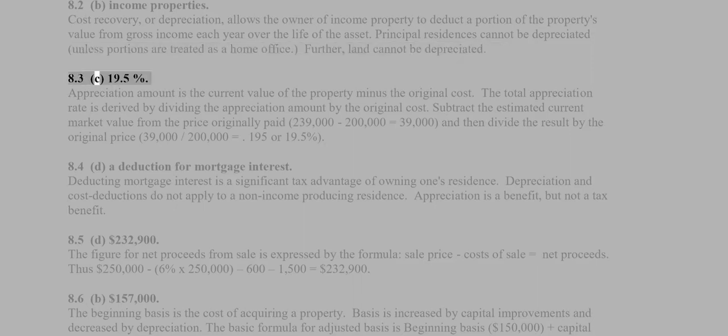8.3, C. 19.5%. Appreciation amount is the current value of the property minus the original cost. The total appreciation rate is derived by dividing the appreciation amount by the original cost. Subtract the estimated current market value from the price originally paid: $239,000 minus $200,000 equals $39,000, and then divide the result by the original price, $39,000/$200,000 equals .195 or 19.5%.